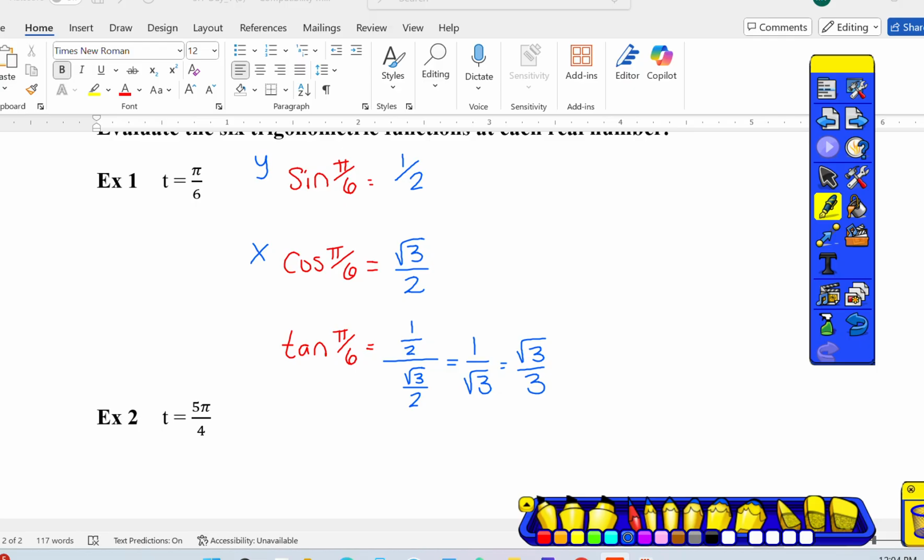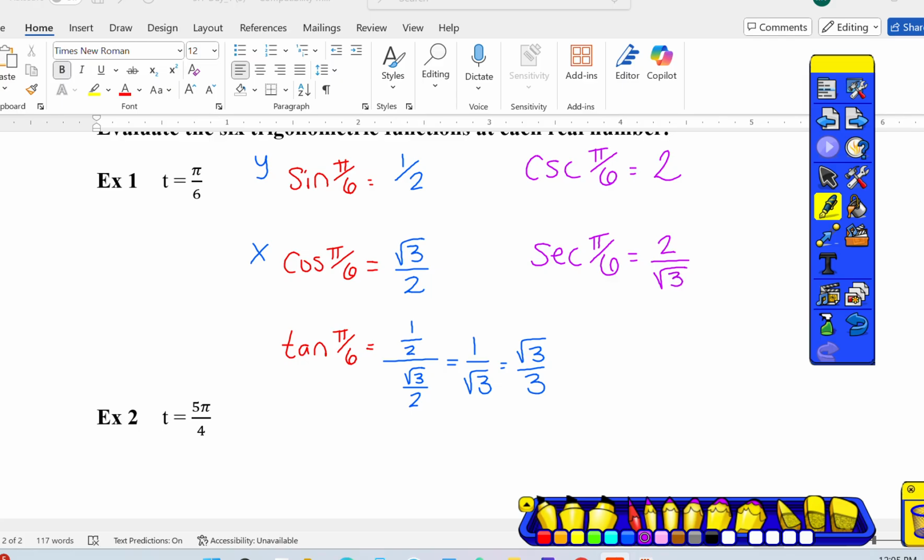Once you have those three, the other three, we're just flipping. But we do have to remember which is which. That's the hard part. So you have your formula sheet to help you. The reciprocal of sine is cosecant, CSC. So if I flip 1/2, we get 2. The reciprocal of cosine is secant, SEC. So if I flip root 3 over 2, that is 2 over root 3.